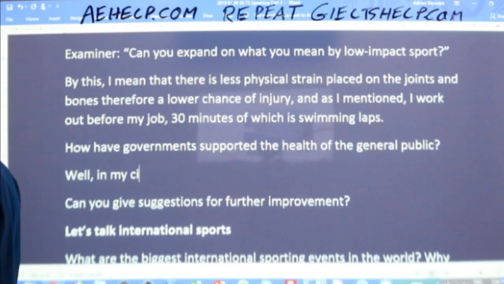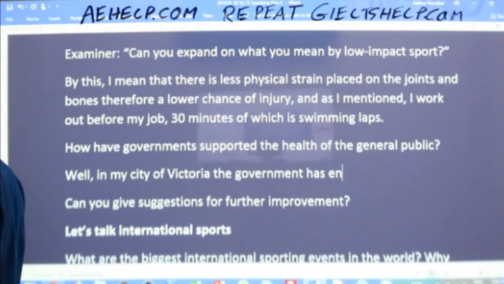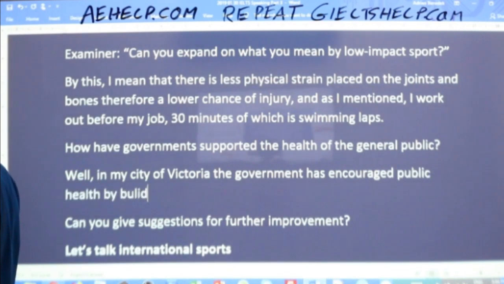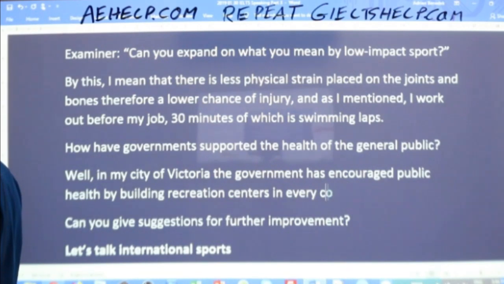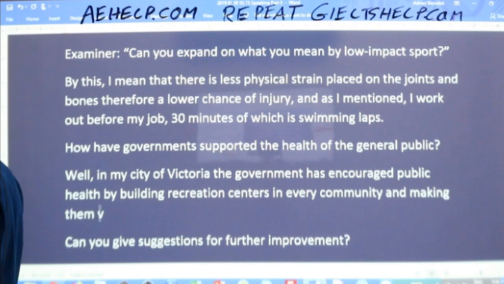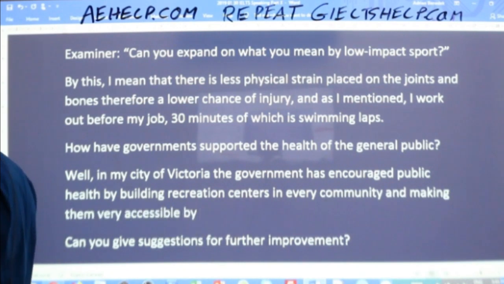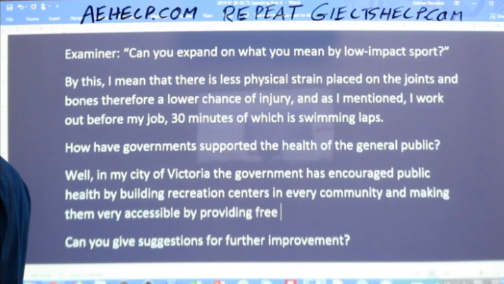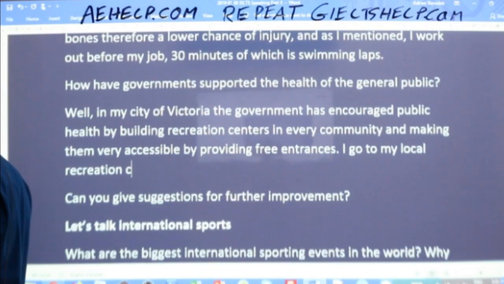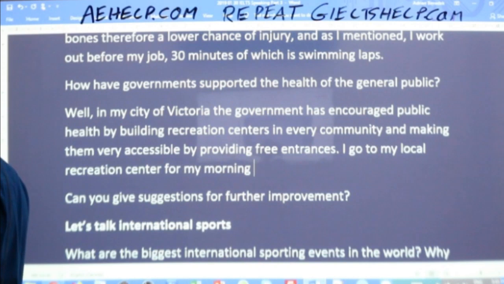Well, in my city of Victoria, the government has encouraged public health by building recreation centers in every community and making them very accessible by providing free entrance. This I go to my local recreation center for my morning swims.